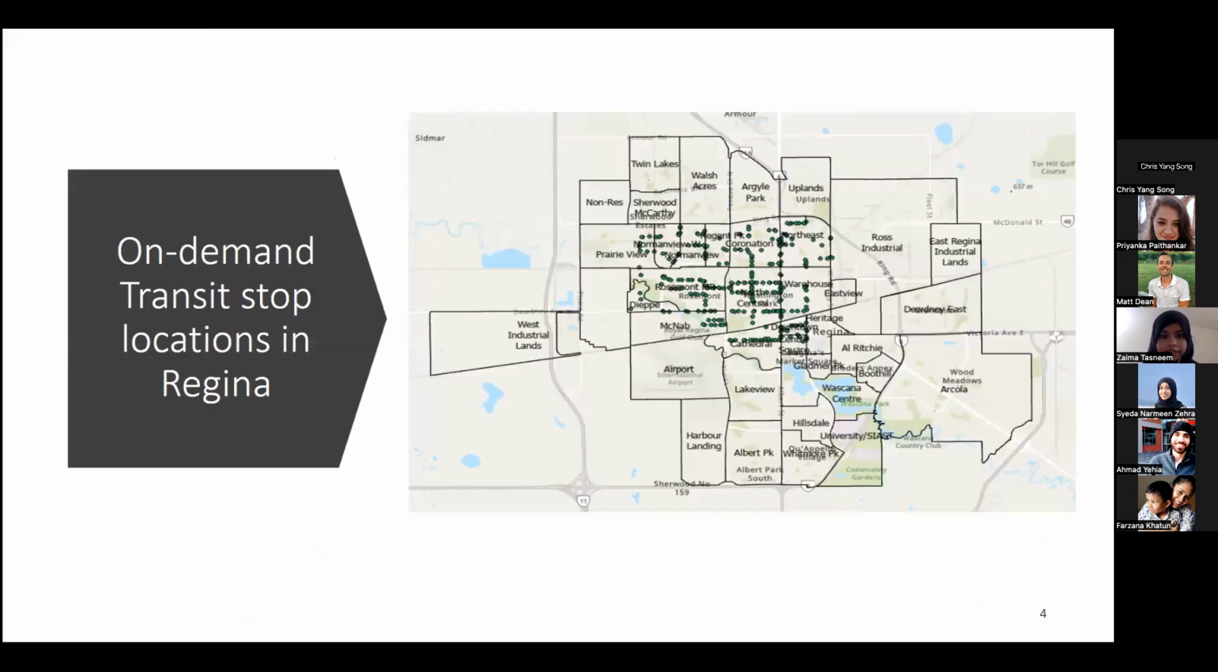So here is a map which shows the transit stops. These are the green dots that, as you can see, indicate the transit stops that were located in the city of Regina in each of the neighborhoods. And these were the ones which were implementing the on-demand service.